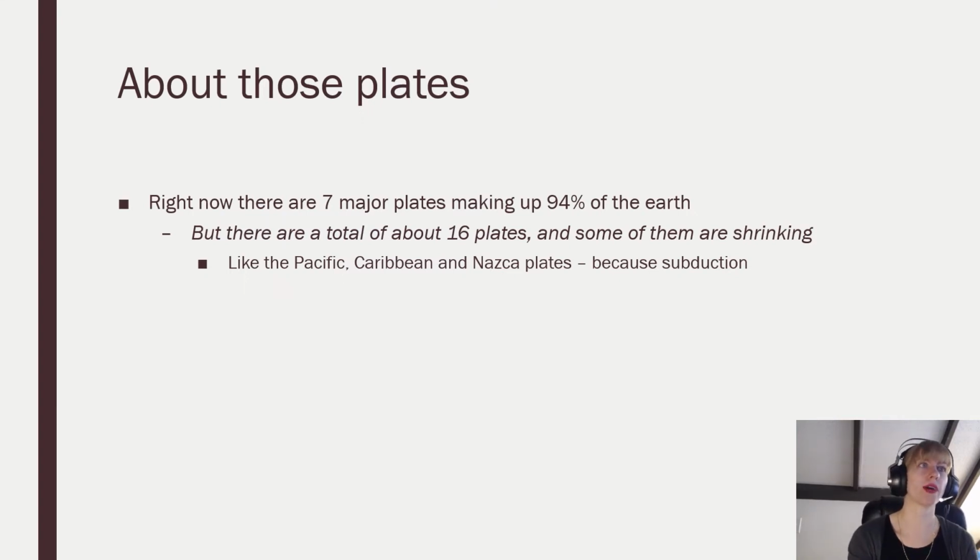So right now there are 7 major plates making up about 94% of the Earth. There are a total of about 16, but we're not really going to pay attention to all of them because some of them are very small, and they are currently shrinking even more because of subduction, like the Pacific, Caribbean, and Nazca plates.